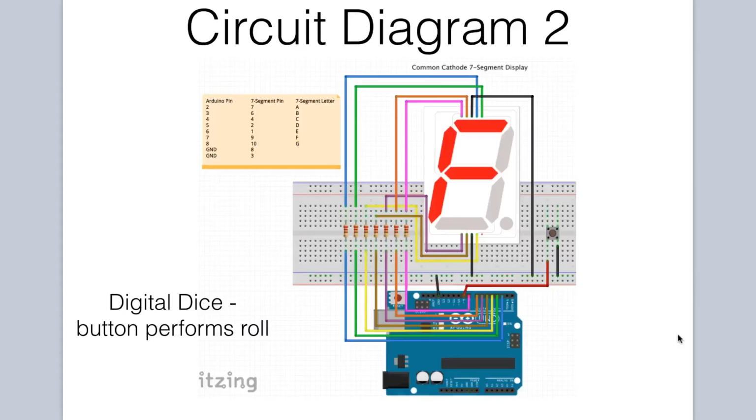In our second circuit, the only addition we'll be making is adding a push-button switch. That will be used to perform the roll on the device when the button is pressed. One end of the push-button switch goes to ground, and the other end goes to pin 9 on the Arduino. That's it. That's the only change we'll make from the previous circuit.